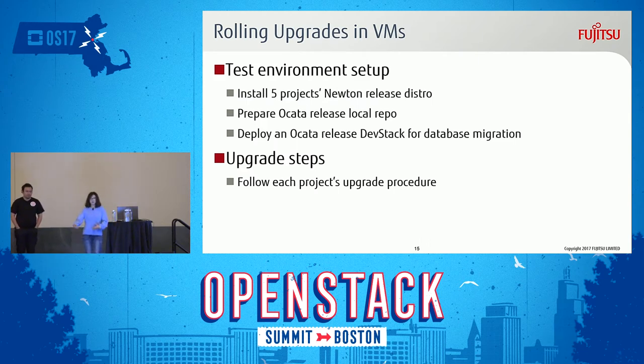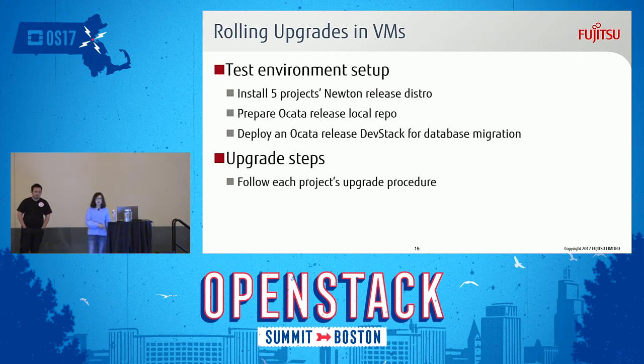We install the five projects' Newton release distro, and beforehand, we prepare the Okata release local repo because we do not want to be downloading all these new codes while we are doing the upgrading. And then we just deploy an Okata release step.